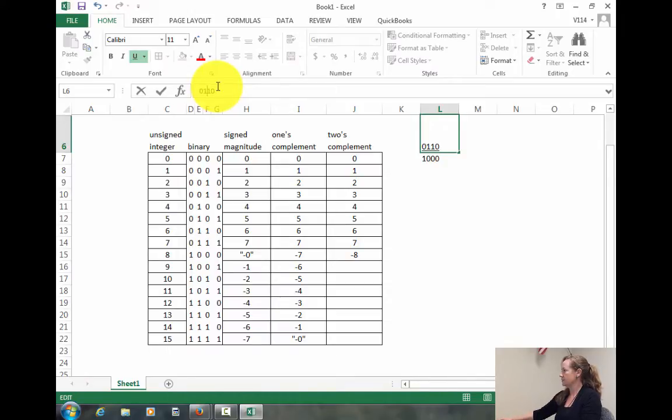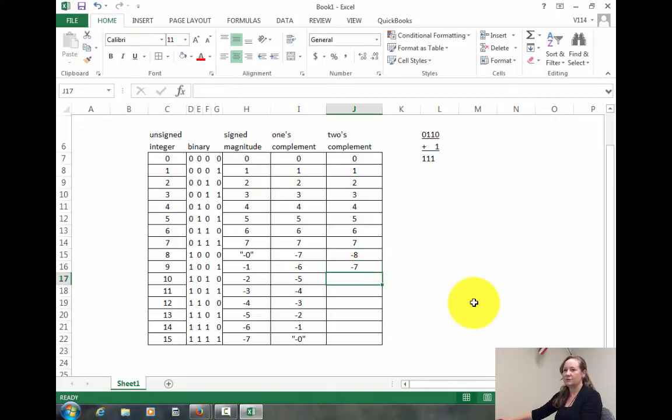0, 1, 1, 0, what would I get? What's 0 plus 1? 1. What's 1 plus 0? 1. What's 1 plus 0? 1. And do I have a carryover? No. So 0, 1, 1, 0 plus 1 is 0, 1, 1, 1. And what number is that? 7. So this guy represents negative 7.